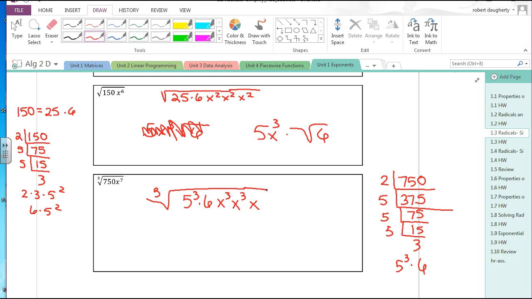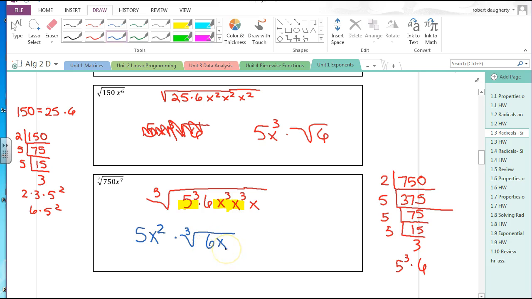Right, I have 7, but I'm taking what kind of roots? Cube roots. I want everything to be organized into perfect cubes. So now if I look at this, which of these things is a perfect cube? That, that, and that. So those can simplify and come outside the radical. Everything else has to stay where it is, okay? So what's the cube root of 5 cubed? 5. What's the cube root of x cubed? How many of those do I have? 2. So 5x squared times the cube root of what?